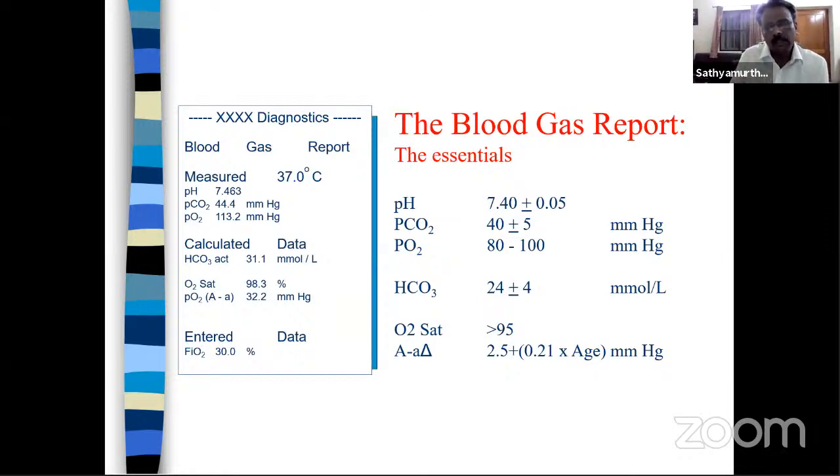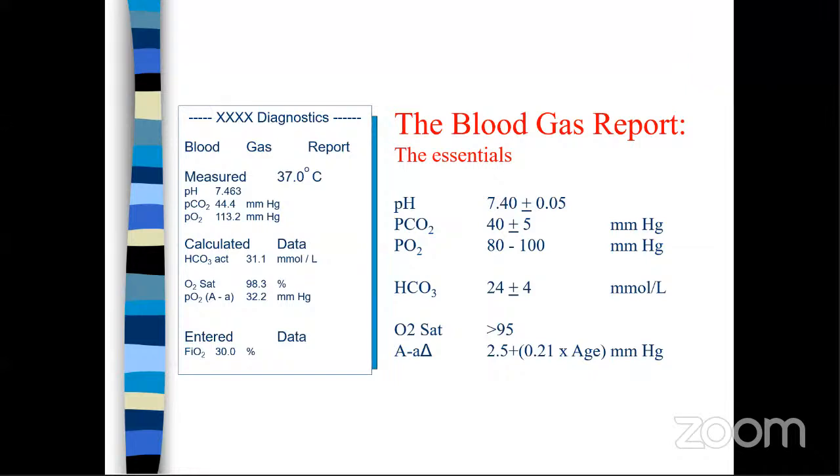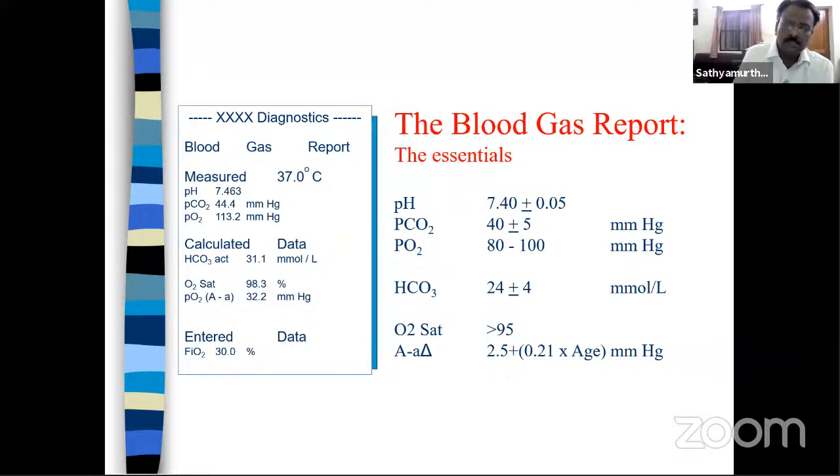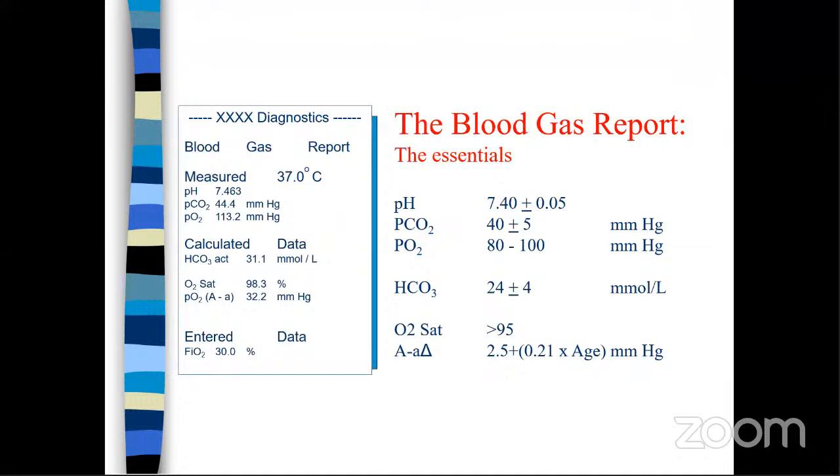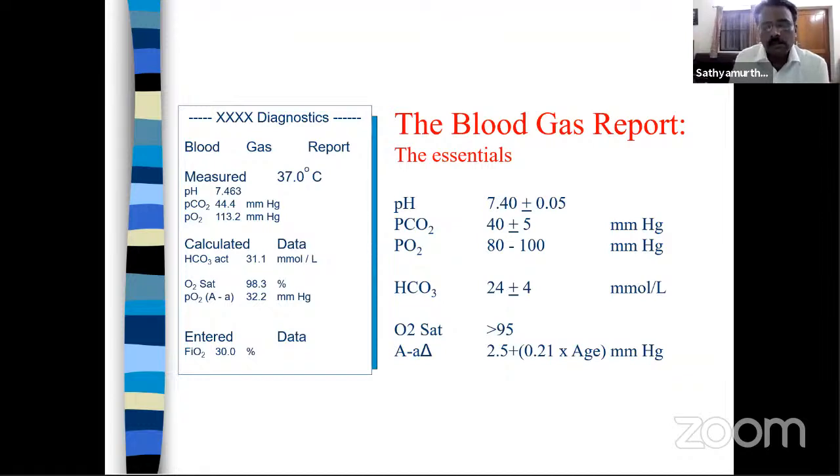Now, when you look at a blood gas report, you have your pH. The normal pH will be 7.40 plus or minus 0.05. PCO2 would be 40 plus or minus 5. PO2 is 80 to 100 millimeters of mercury. Up to 60 is acceptable. Less than 80 we always say is hypoxemia. But when somebody's PaO2 is less than 60, it is always bad. So we need to make sure the patient's PaO2 is at least 60. Next is your bicarbonate. Bicarbonate is 24 plus or minus 4, and the oxygen saturation should be more than 90.